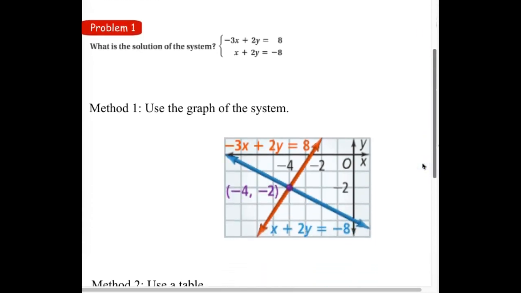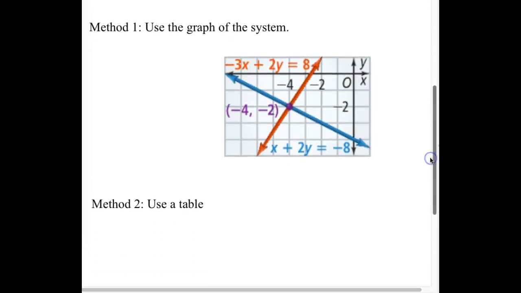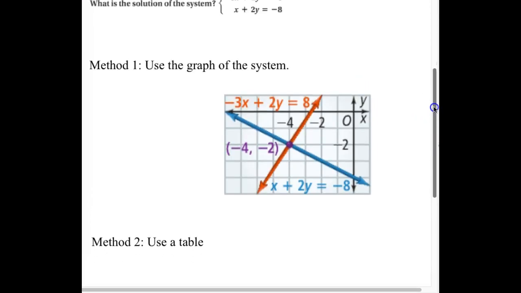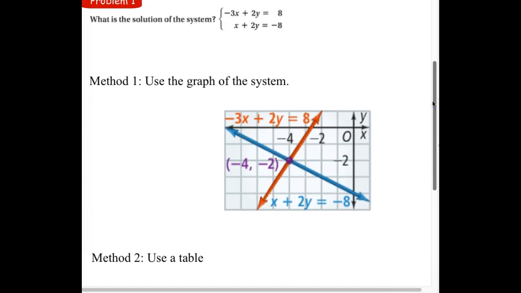So our first problem, we have the system of equations negative 3x plus 2y equals 8 and x plus 2y equals negative 8. The first method we're going to look at is how to solve them using a graph. Now, the two equations that we are given here are in standard form. So if we were going to graph these by hand, we would want to convert them into slope-intercept form or to find the x and y intercepts.